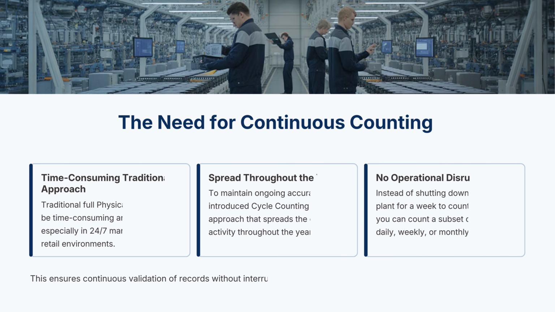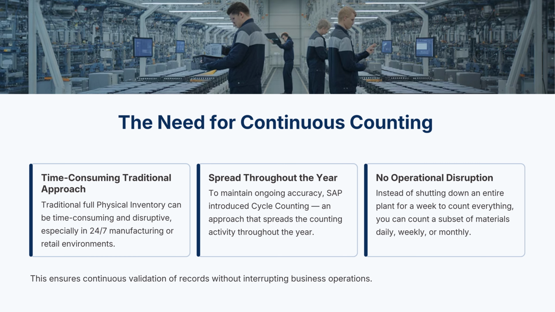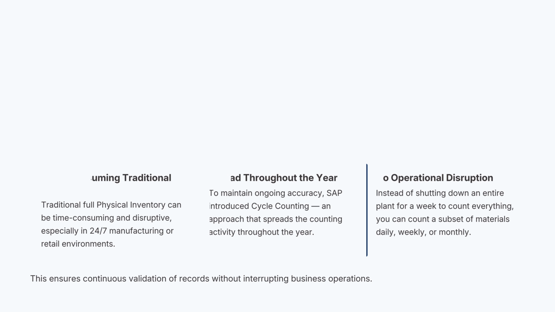The need for continuous counting. In high-volume supply chains, halting operations to count every item at year-end can paralyze productivity. Cycle counting offers a smarter approach, small, frequent checks across defined intervals. SAP automates these cycles, helping businesses maintain rolling accuracy. This means stock data stays fresh every day, not just during annual audits, ensuring smoother operations and continuous compliance.